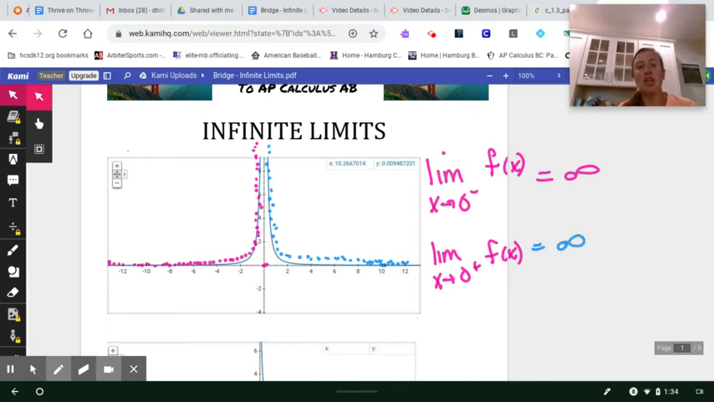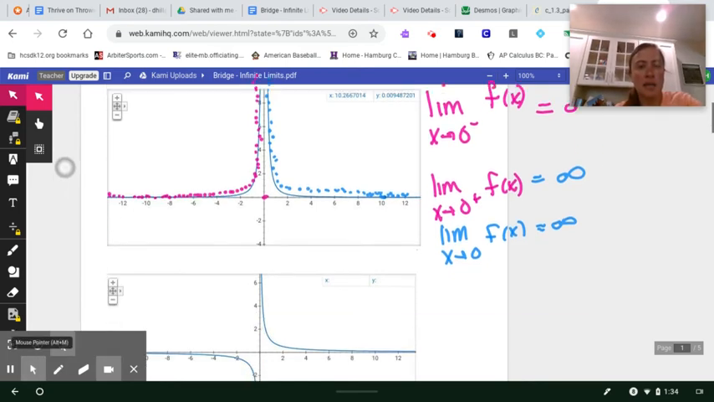So I can say that the overall limit, the limit from the left equals the limit from the right. I'm going to say the limit as x approaches 0 of f of x is infinity. Okay, my left side's going to infinity, my right side's going to infinity. And again, the definition of a limit is the left has to equal the right. They are the same, so I would say it's going towards infinity. Take a look at the second example here.